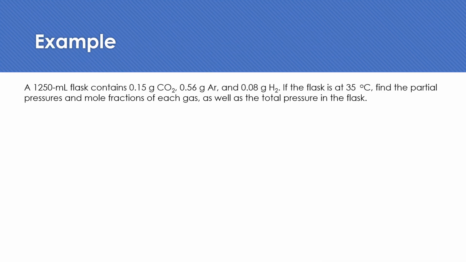So you've got a 1,250 milliliter flask. It's got 0.15 grams of carbon dioxide, 0.56 grams of argon, and 0.08 grams of hydrogen. If the flask is at 35, find the partial pressures and mole fractions of each gas as well as the total pressure in the flask. Okay, so generally speaking, the first place you're going to want to start is with the mole fractions, because since I know the masses, I can find the moles, and I can find the mole fractions really easily. So let's start with that.